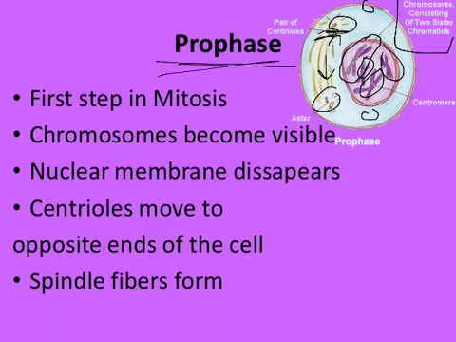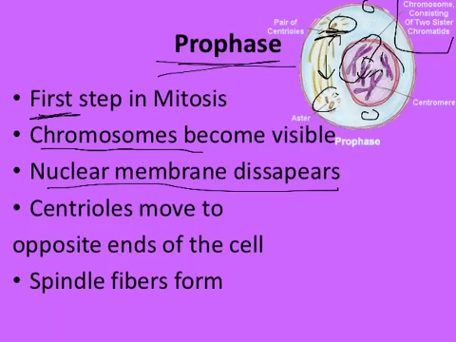So prophase is actually the very first step in mitosis. Your chromosomes are going to become visible. You can finally see them. So the chromatin has become chromosomes. All right, and they're paired off into chromatids. The nuclear membrane starts to disappear. So in this picture, you can't really see very well how this nuclear envelope is, and I'm going to erase this so that you can see it.